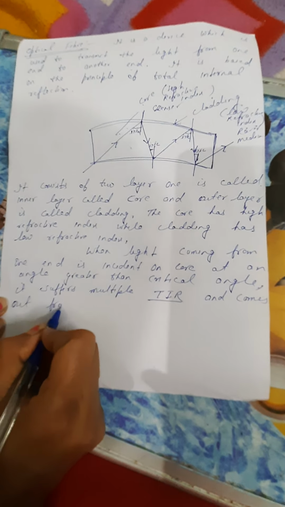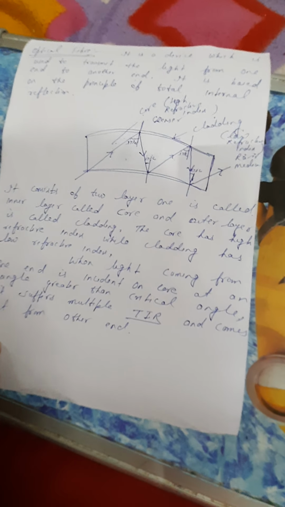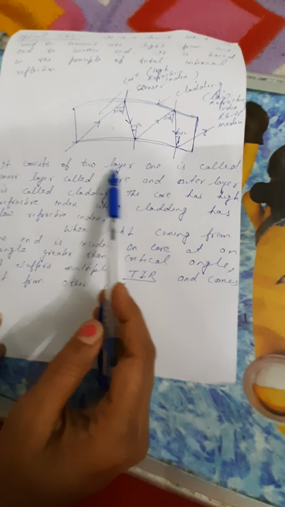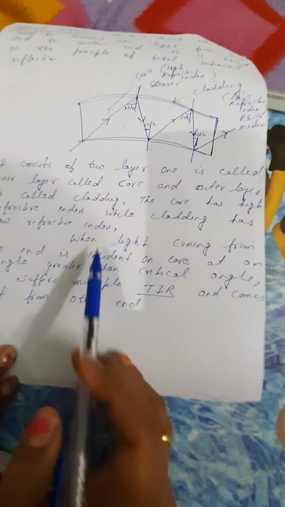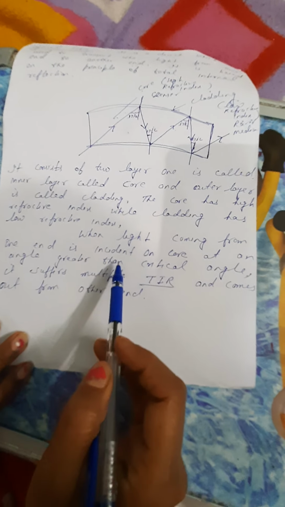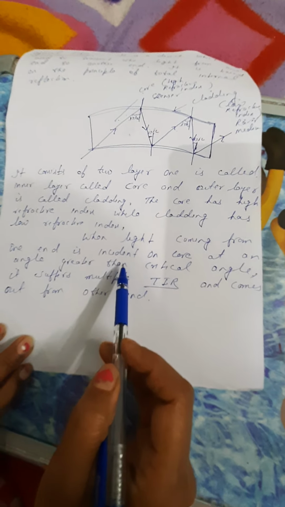What is optical fiber? What is its principle? Its principle is based on total internal reflection. Its construction: it consists of two layers. One is called the inner layer, called core, and the outer layer is called cladding. The core has high refractive index, so it will be considered as the denser medium, while cladding has low refractive index, so it will be considered as the rarer medium. What is its working? When light coming from one end is incident on the core at an angle greater than the critical angle, it suffers multiple total internal reflections and then comes out from the other end. Clear?